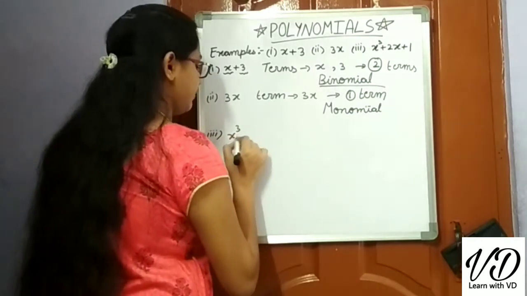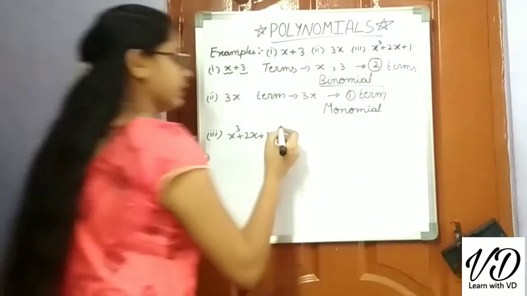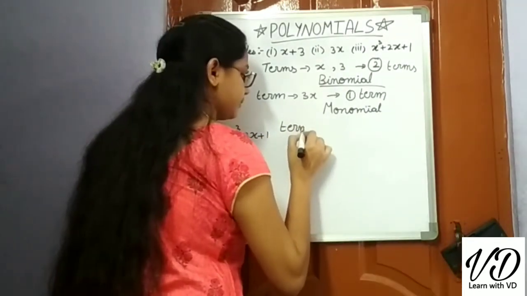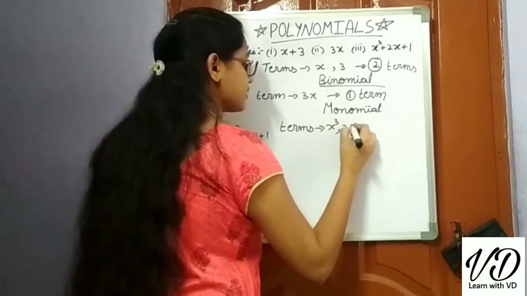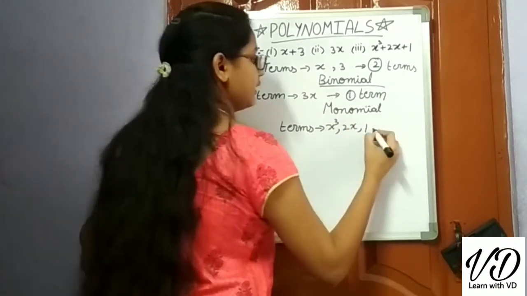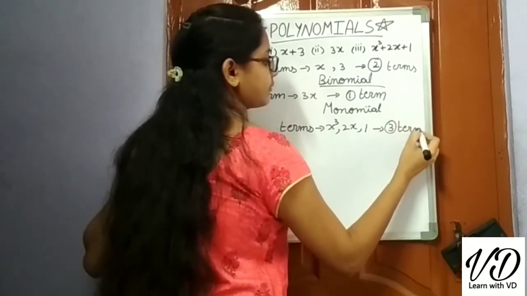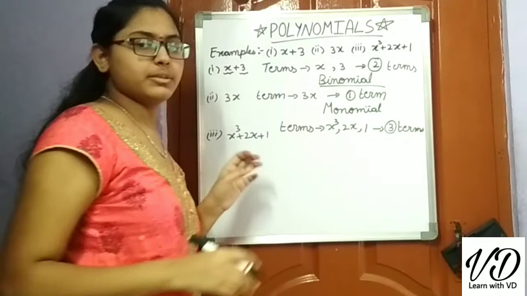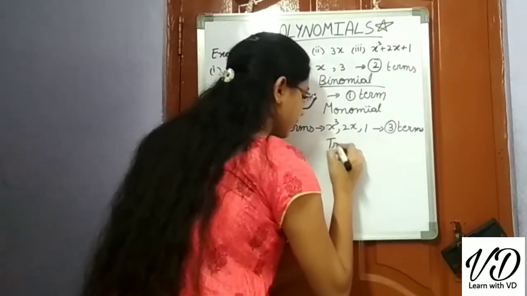Now let's take the third example, x cube plus 2x plus 1. Here the terms are x cube, 2x, 1. Here we have three terms. So the polynomial which has three terms is called a trinomial.